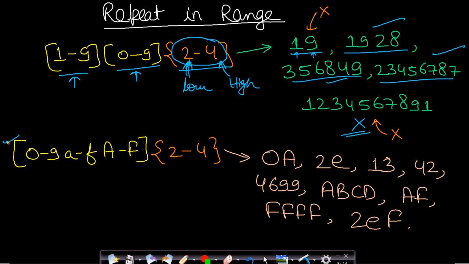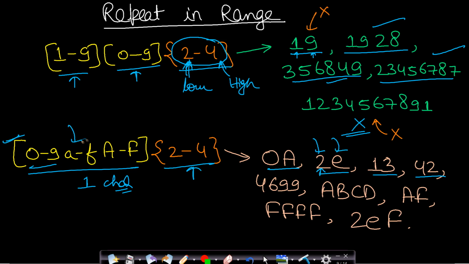Now in a similar way, this is just a single digit or a single character you can say. And in this case, you want to repeat it 2 to 4 times. So in this case, 0A is valid, 2E is valid, 13 is valid, 42 is valid. And how is 2E valid? Because 2 is in the range of 0 to 9 and the second time if you pick E, then this is in the range of A to F. So these are all valid. I hope you understood how to repeat in a range.